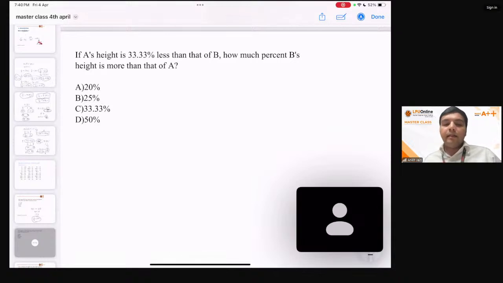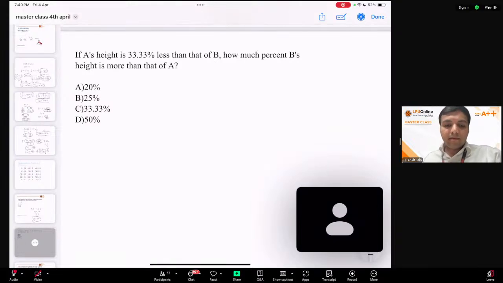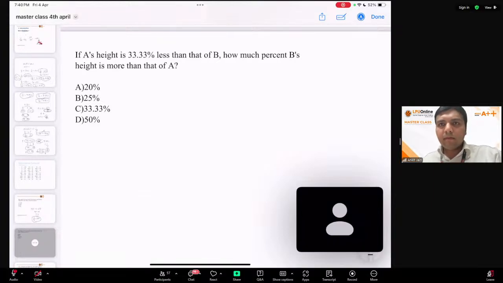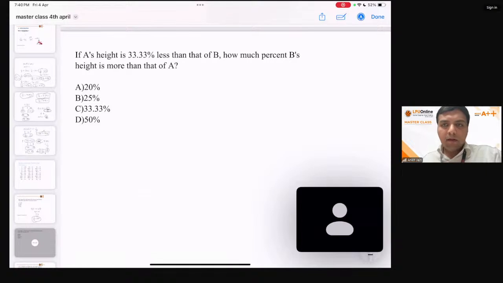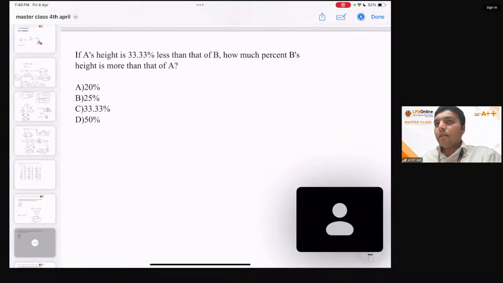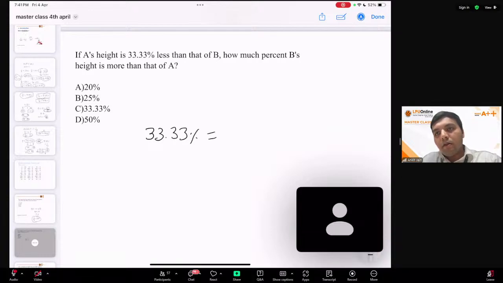Step 1, remember, is the same. Convert percentage into fraction or ratio. Ravneet Kaur, check your answers. Kaustav, wrong. Check your answers. Because you know 33.33% is 1 by 3.